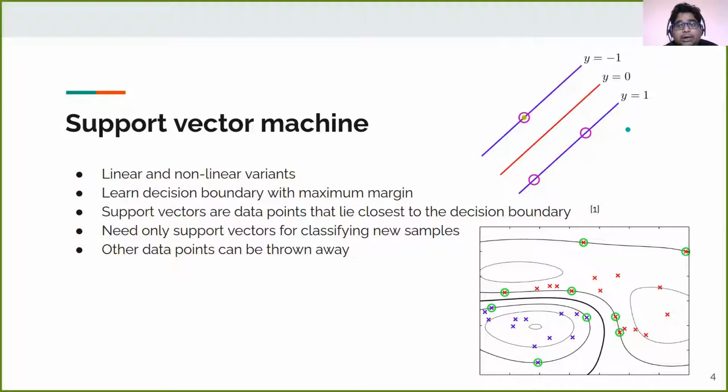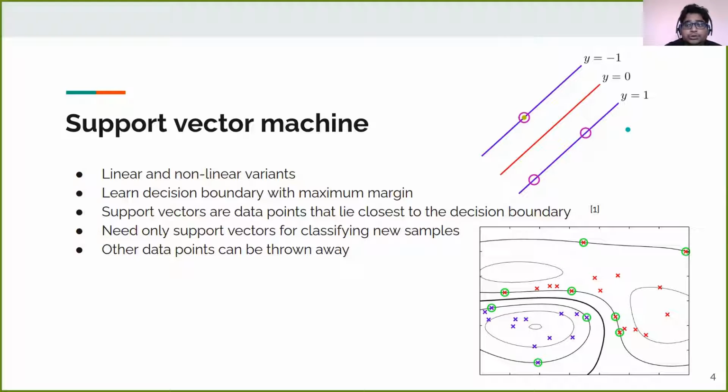We need only support vectors. These data points nearest to the decision boundary are called support vectors. For classifying a new data point, we need only these support vectors. Other data points can be thrown away. This is one of the advantages of support vector machines.